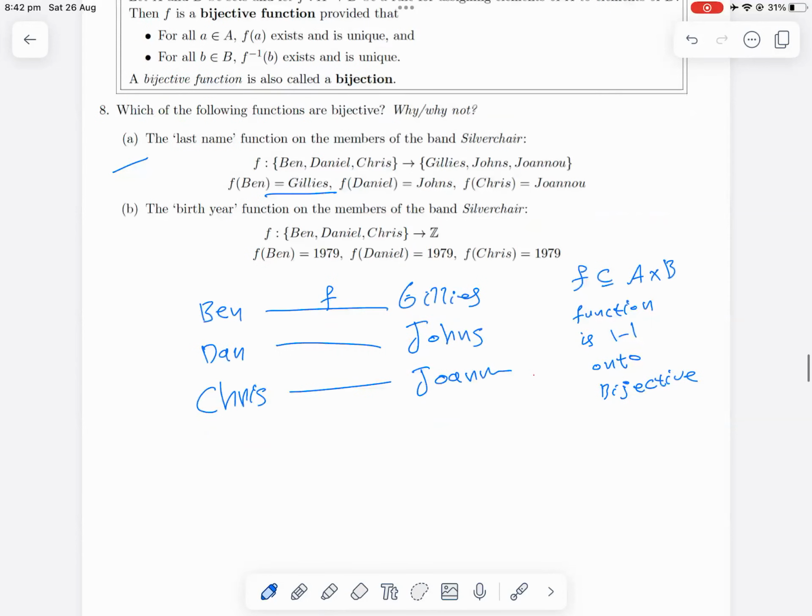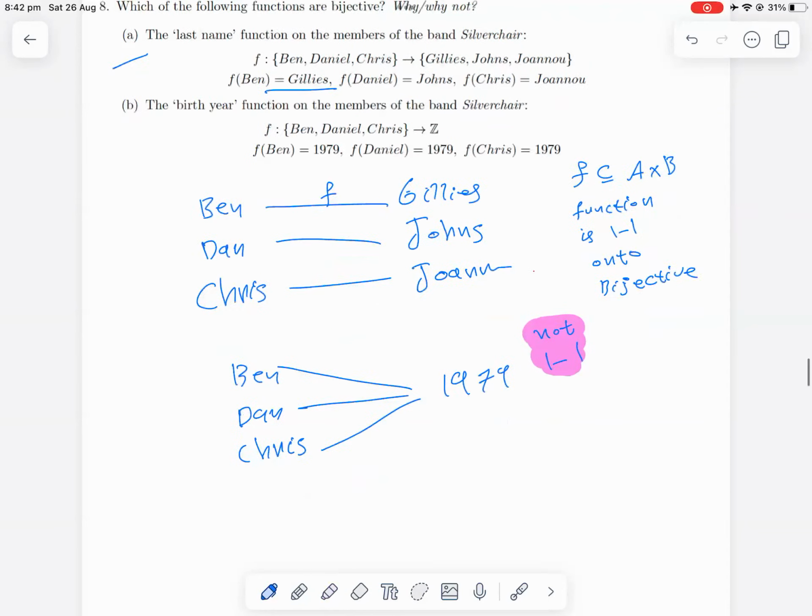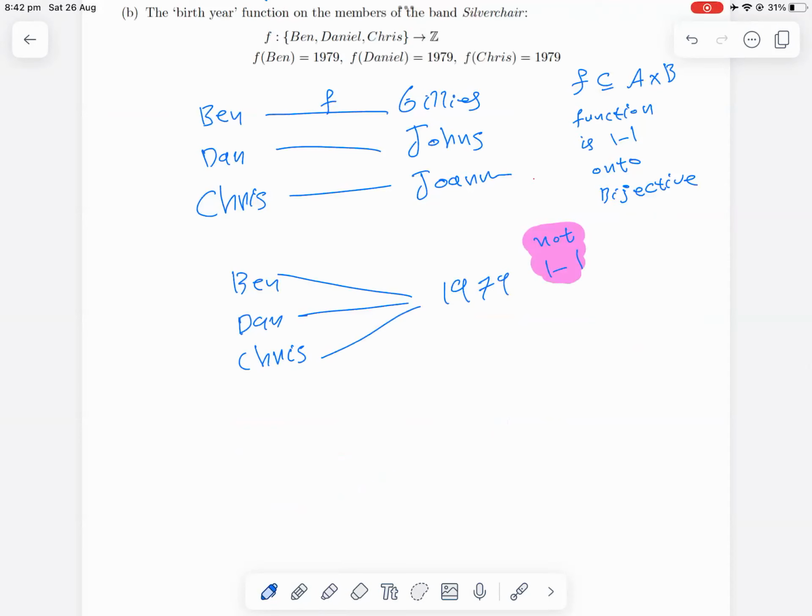So the other one, F, actually Ben, Danielle, and Chris, all of them go to 1. So actually this is not one-to-one. Because of this, F is not invertible, and as a result, F is not bijective.